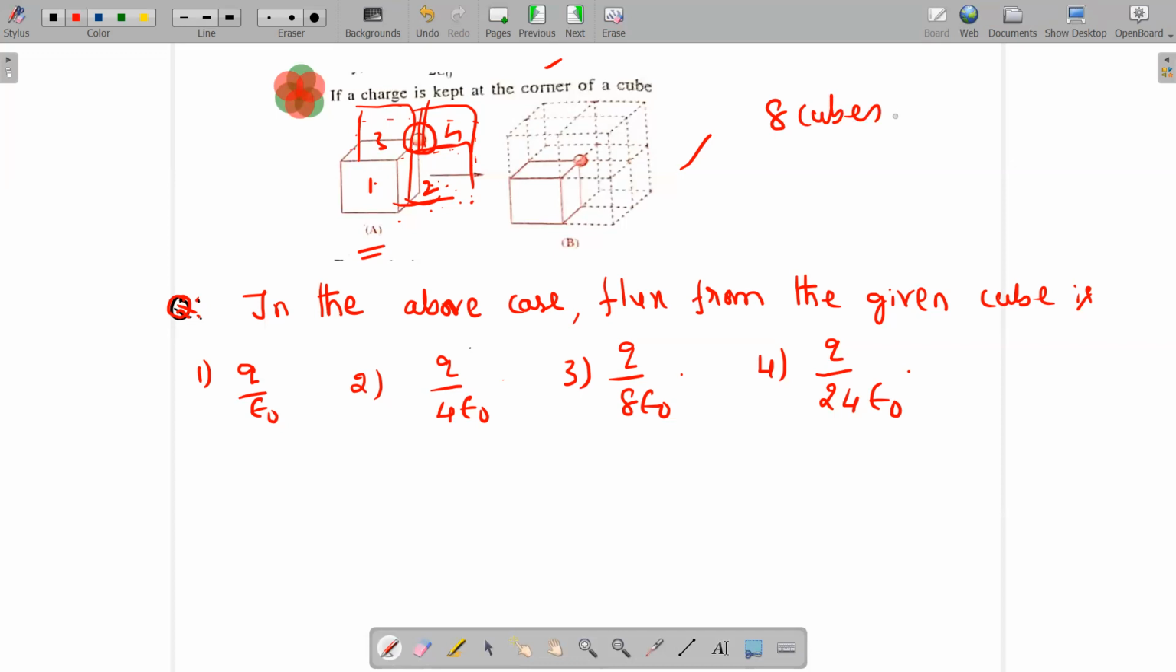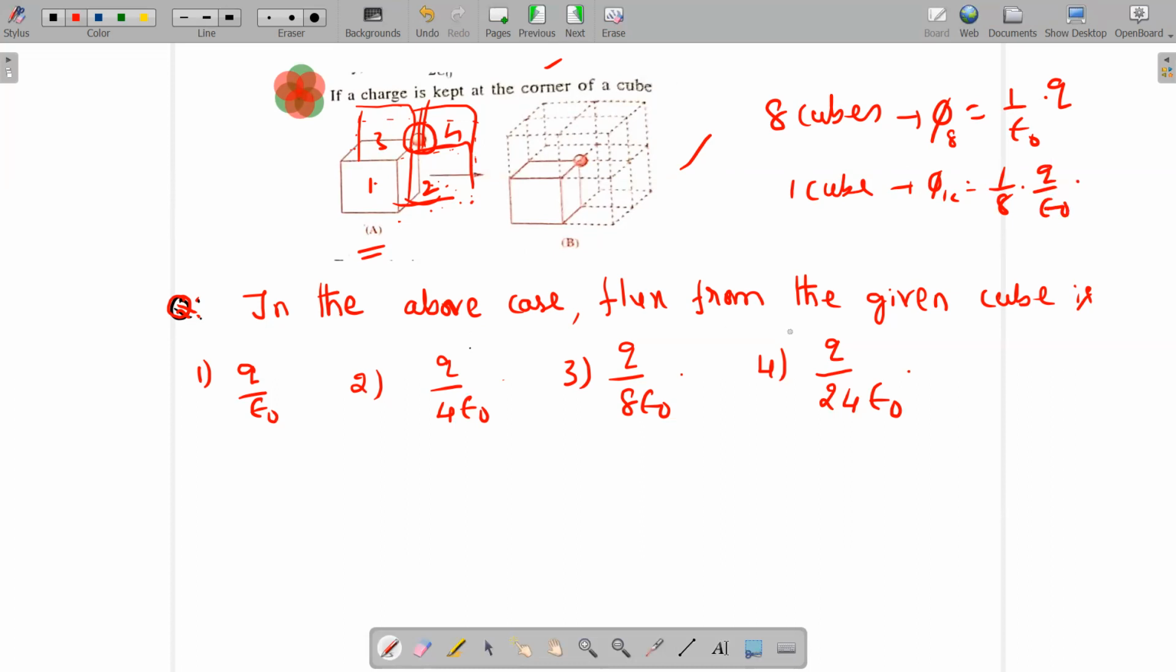8 cubes. So now you get an entire closed surface, a Gaussian surface. The Gaussian surface is created by 8 cubes. So the flux through all these 8 cubes is nothing but 1 by epsilon naught times the given charge q. So that is the flux through 8 cubes. The flux through 1 cube is how much? The flux through 1 cube is 1 by 8 times q by epsilon naught. Is this clear, guys, everyone?